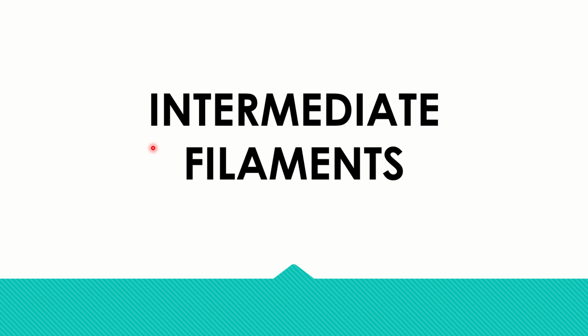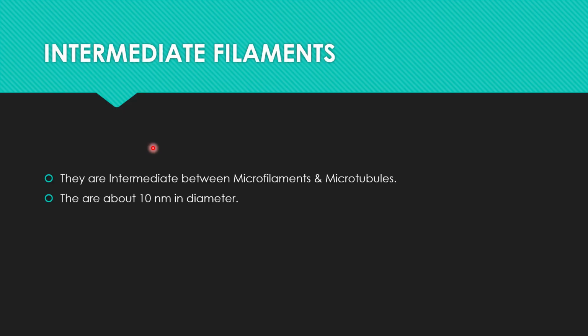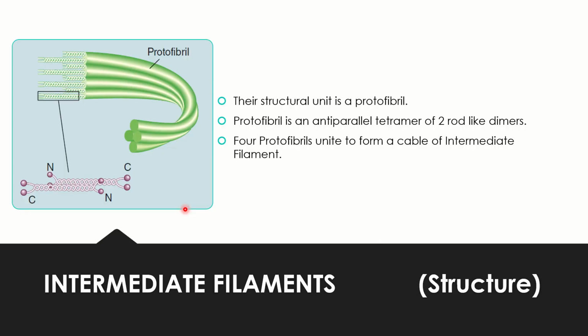Now the intermediate filaments. Intermediate filaments are intermediate, as their name indicates. They are intermediate between the microfilaments and the microtubules. They are about 10 nanometers in diameter, which is greater than that of microfilaments and lesser than the microtubules. Now, some of the biochemical aspects of intermediate filaments.